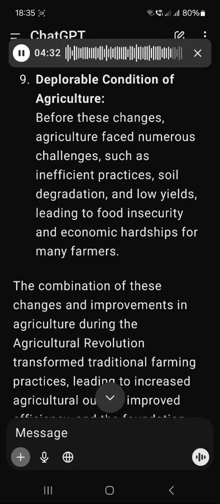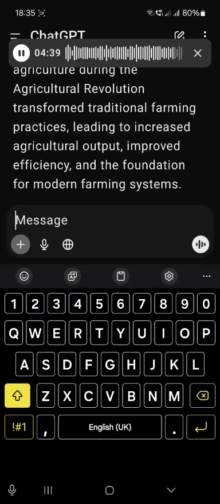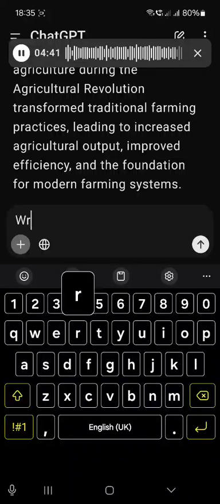9. Deplorable condition of agriculture. Before these changes, agriculture faced numerous challenges such as inefficient practices, soil degradation, and low yields, leading to food insecurity and economic hardships for many farmers.